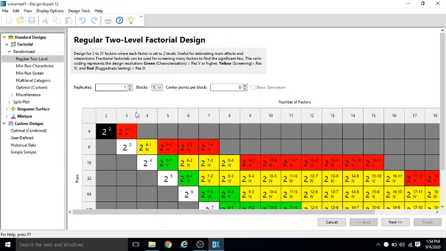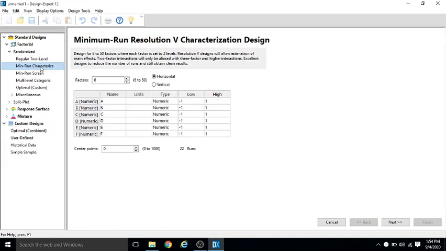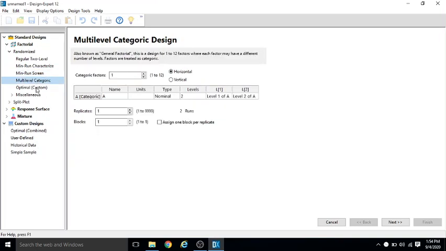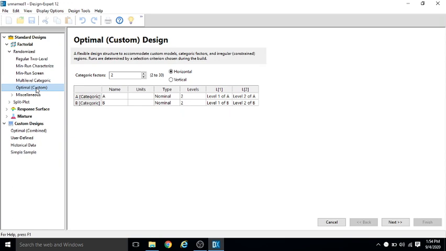Now this particular screen is showing you regular two-level factorial design. Likewise, you have minimum run resolution versus characterization design. Then you have minimum run screen. You have multi-level categoric. You have optimal design where you can customize as per your need. Miscellaneous designs, as I said, Plackett-Burman is mainly for screening your factors.